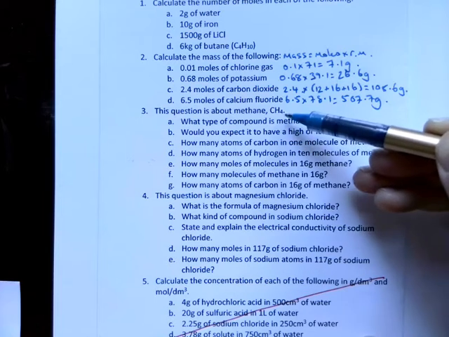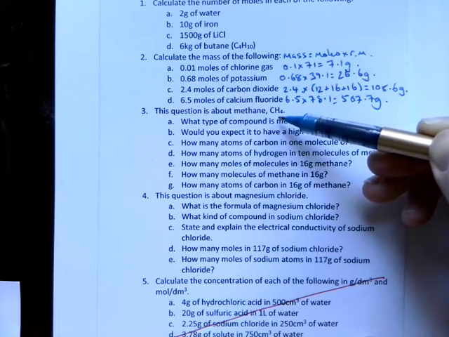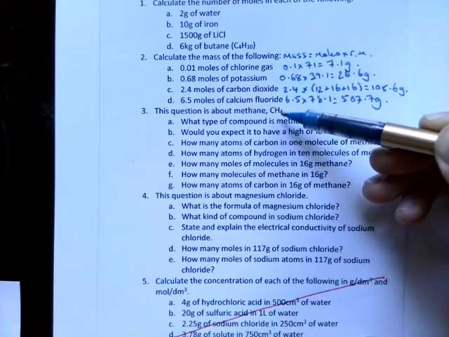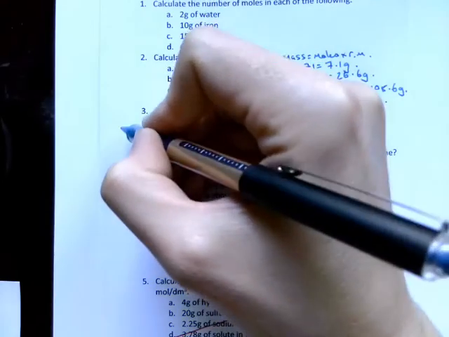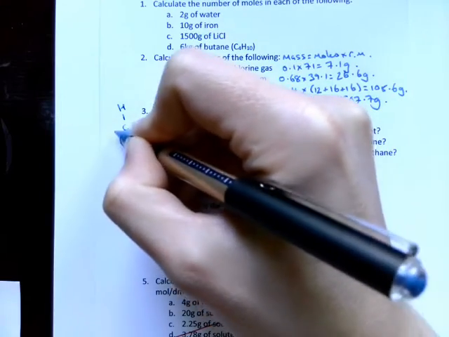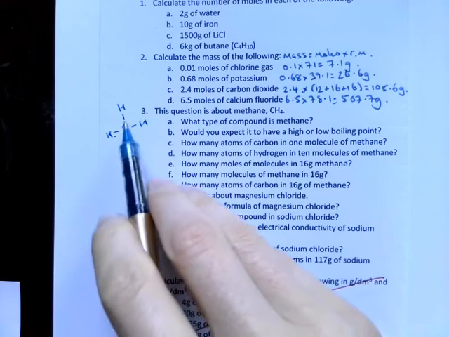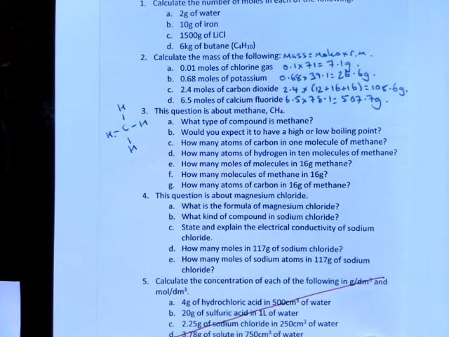What type of compound is methane? Okay, so I've got carbon, non-metal, hydrogen, non-metal. So this must be a simple covalent molecule. All right, and it is CH4. It looks like this. All right, there's your single carbon atom bonded to 4 hydrogen atoms. You'll remember that carbon must form 4 bonds because it's in group 4.